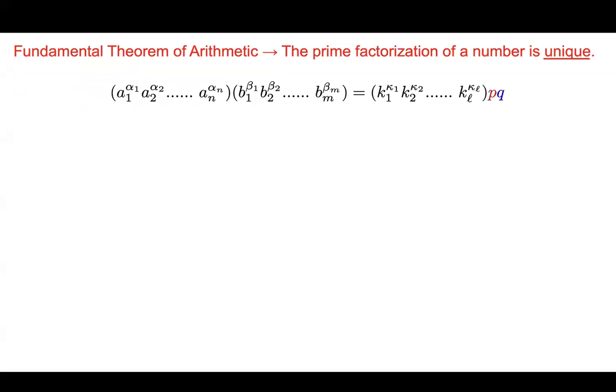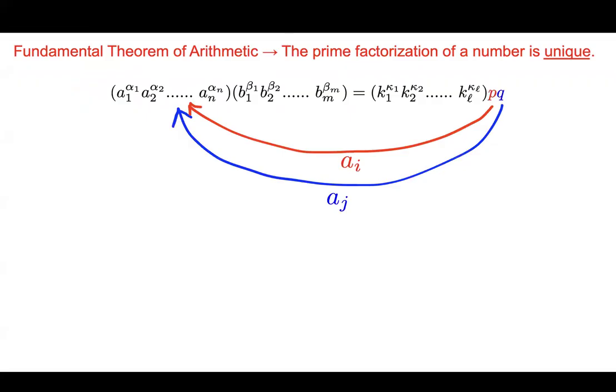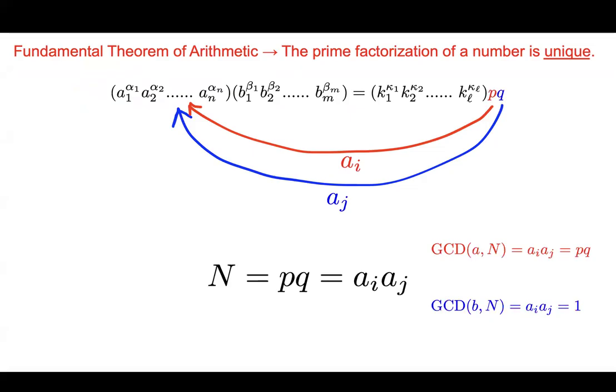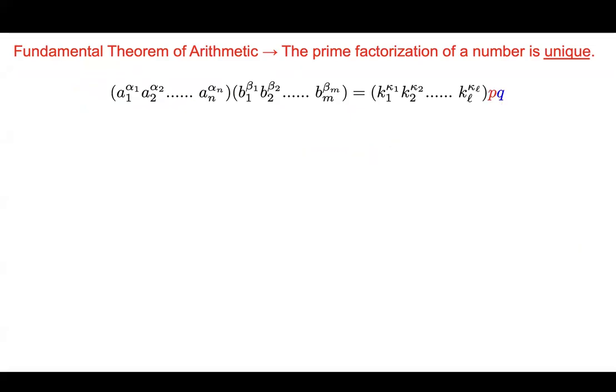First scenario, p corresponds to one of the primes of a, let's call it ai, and q also corresponds to one of the primes of a, and let's call that aj. This means that n equals pq equals ai times aj. This also implies that the greatest common divisor of a and n is p times q, and that of b and n is 1.